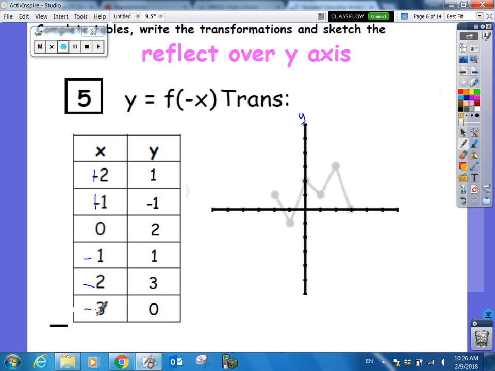So I'm concerned about the x's. So if x equals -2 and we multiply -2 times negative, we get +2. -1 reflects over to +1. 0 stays 0. 1 goes to -1. 2 goes to -2. And 3 goes to -3. So the shape that was on the right should be on the left now. The shape that was on the left should be on the right, because we're reflecting over the y-axis, and that's when the x is negative.